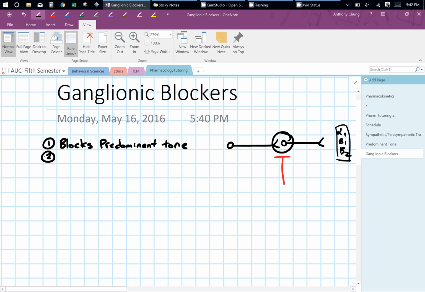All right, so the next thing is it blocks reflexes. Think about it. In order for you to tell your autonomic system to do something, you have a receptor somewhere here, and then it has to go down this chain. It has to somehow go through a ganglion in order to have any sort of reflex. I'll talk about the reflexes in a little bit. So think of ganglion blockers as blocking predominant tone, and they also block reflexes.